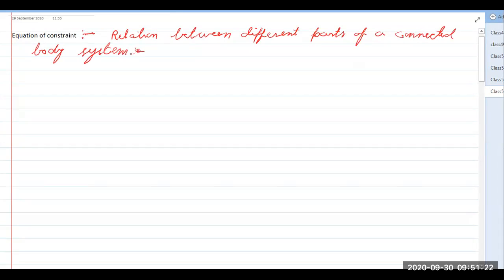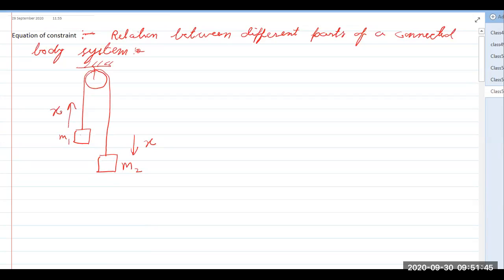See, if we have some bodies connected to each other, for example, suppose we have a string and one mass is hanging here and another mass is hanging like this. The motion of these two objects, M1 and M2, is not independent of each other, they are related. If M2 goes down by x, M1 has to go up by the same amount x. So this is called constraint relation. This is called constrained motion, meaning the motions are not independent.